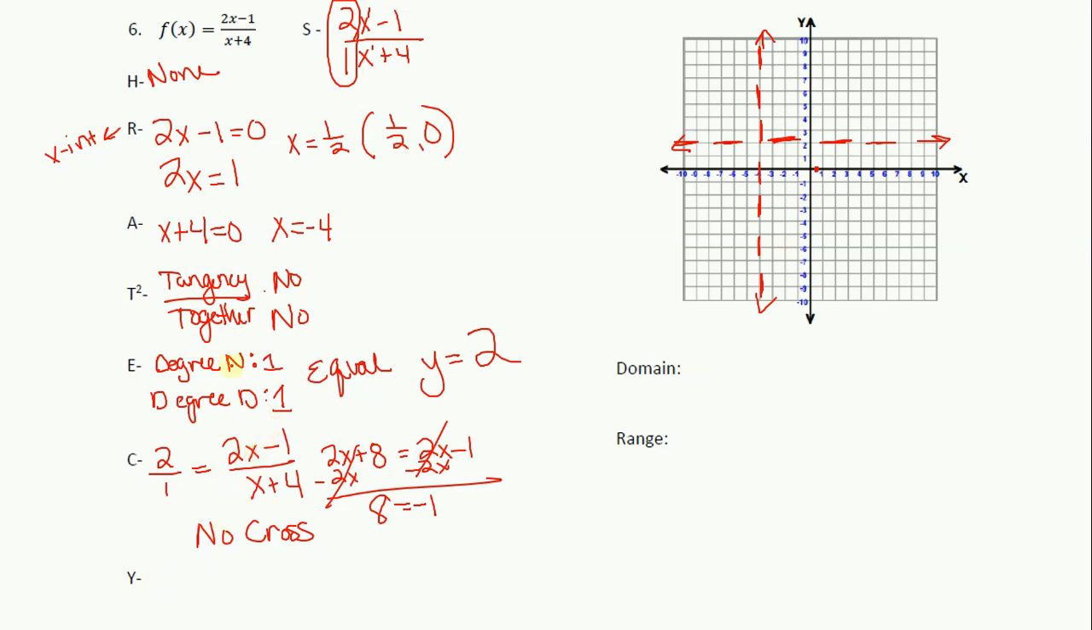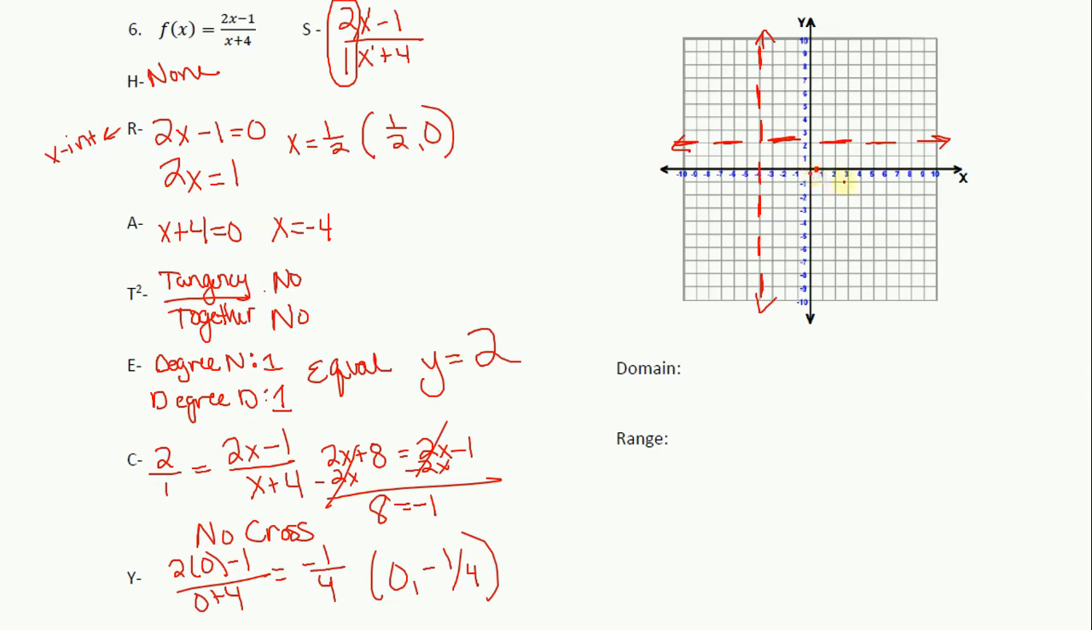Y-intercept, I need to plug 0 in for x. So I'll get negative 1 over 4, right? Because this is 0 minus 1 over 0 plus 4. So that tells me I have a y-intercept of negative 1/4. So like right about there.